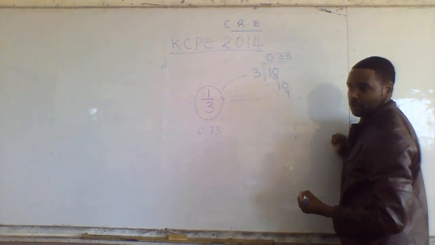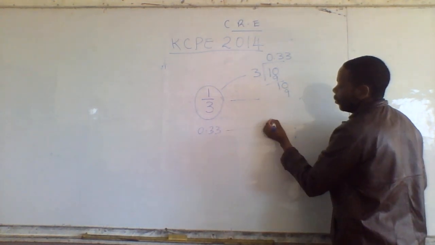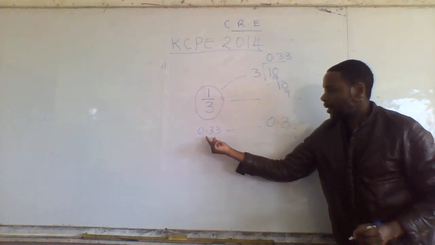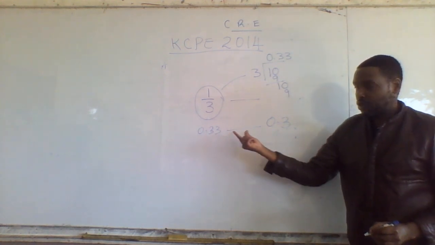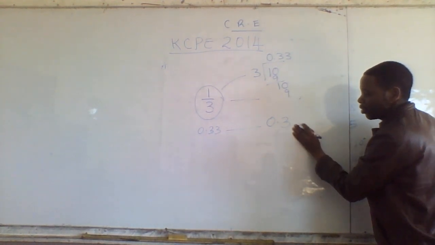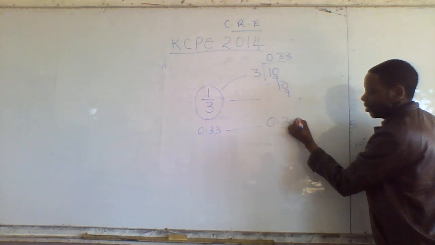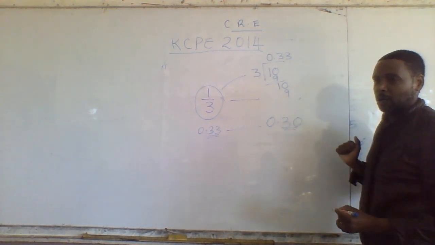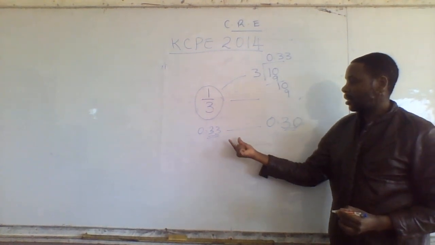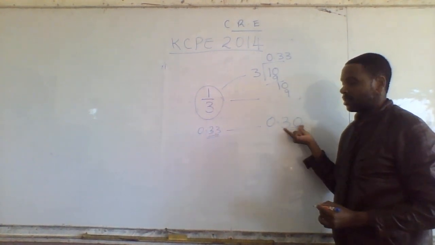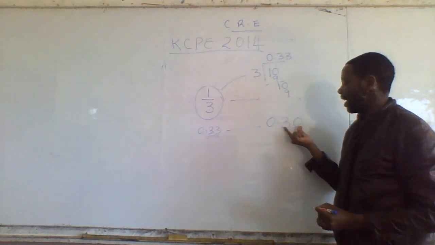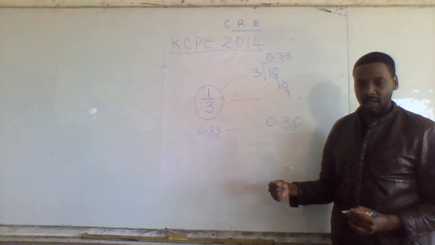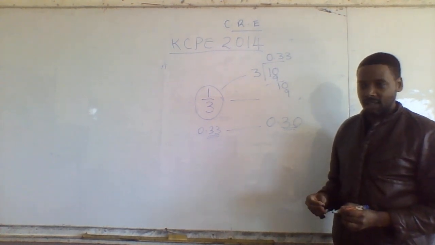We can write it to 2 decimals, compared to what I had written here, 0.3. So to compare them properly, this one I put 2 decimals, so for this one I put another decimal, a 0. So you are comparing 33 with 30. 33 over 100 and 30 over 100. 33 is greater. How do we put the greater than sign?